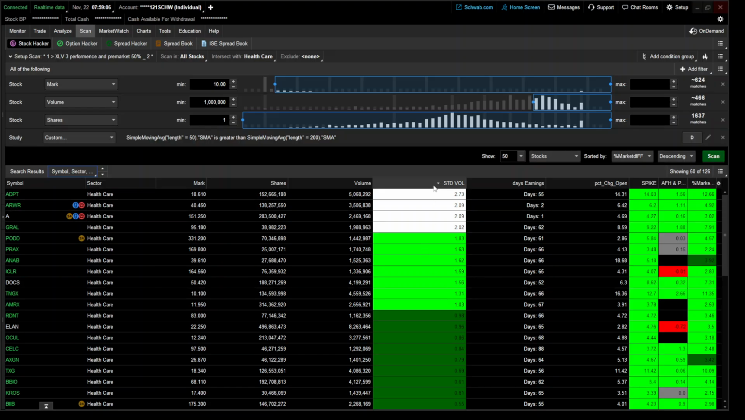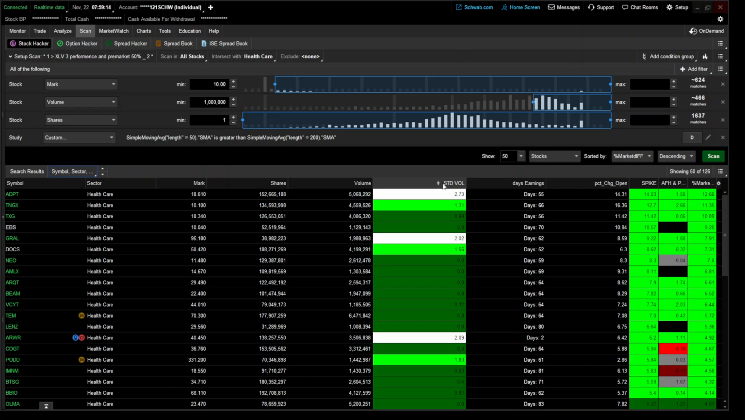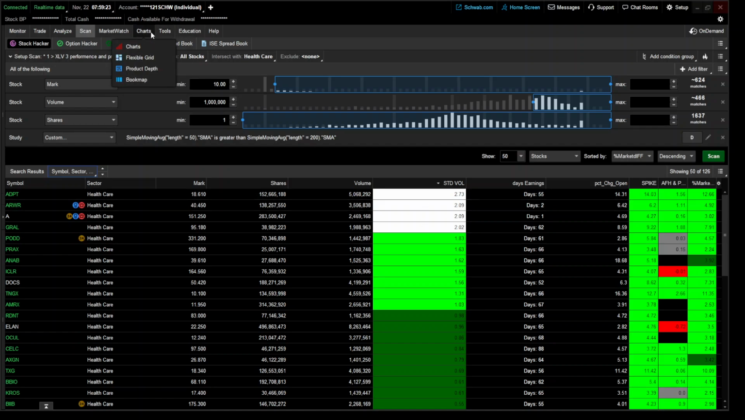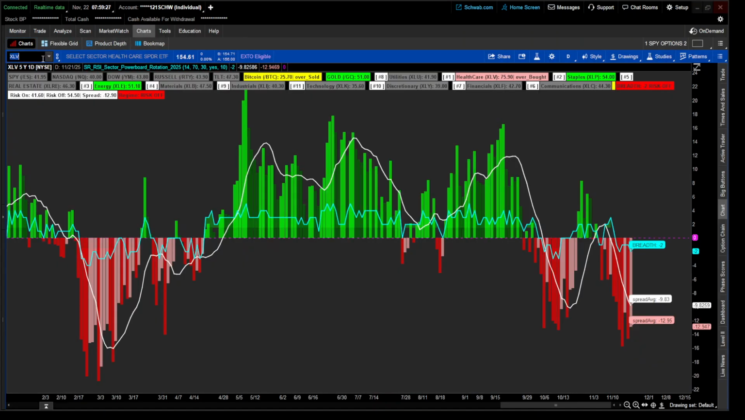And this is my standard deviation volume. I think I have it set for, I can't remember what I have it set for. I think it's 42 day or 20 day. But that's basically it. I would use that to go search these different sectors for the leaders of those sectors. ADP is not a leader.